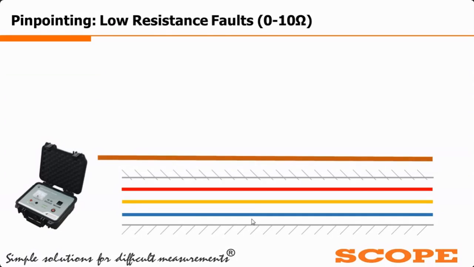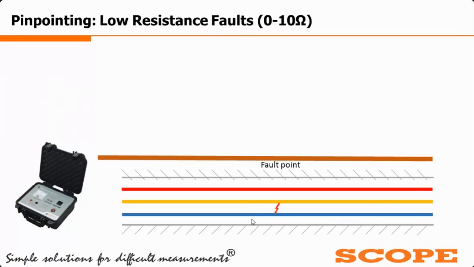Also, applying the surge generator to such short circuit faults may cause failure of the cable, and it might also damage the instrument. So if this type of fault is present in the cable, you do not have to apply high voltage surges from the surge generator. Instead, we can pinpoint this type of fault using Scope's audio generator. Scope offers the CFL AG2, which we have to connect.